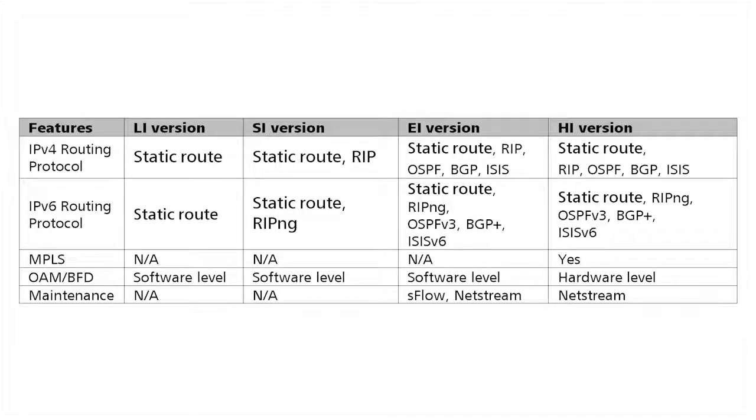Turning to MPLS support, that's something that we only offer on the HI version of the 5700. OAM and BFD support is provided using software on the LI, SI, and EI, whereas on the HI we bring in hardware level support for those capabilities. Finally, if we look at maintenance capabilities, the EI offers S-Flow and NetStream for traffic analysis and data collection, and the HI offers NetStream.